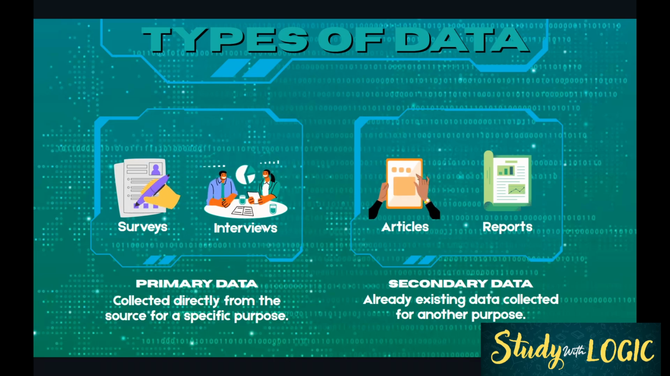Next, secondary data. On the other hand, secondary data is information that already exists. It might have been collected for a different purpose, but we can still use it in our research. For example, a company's past sales records or data from an industry report, all of this is secondary data.